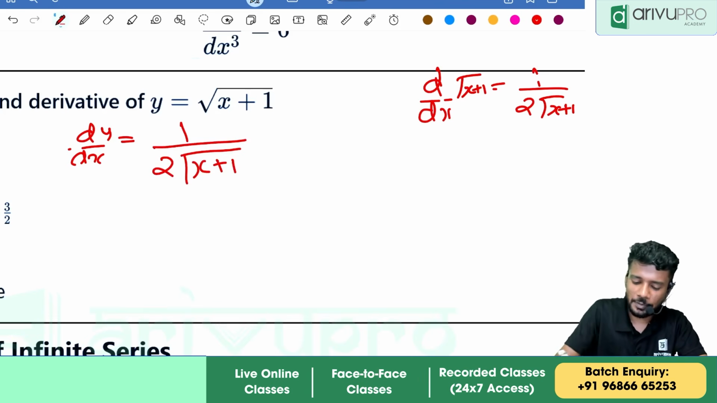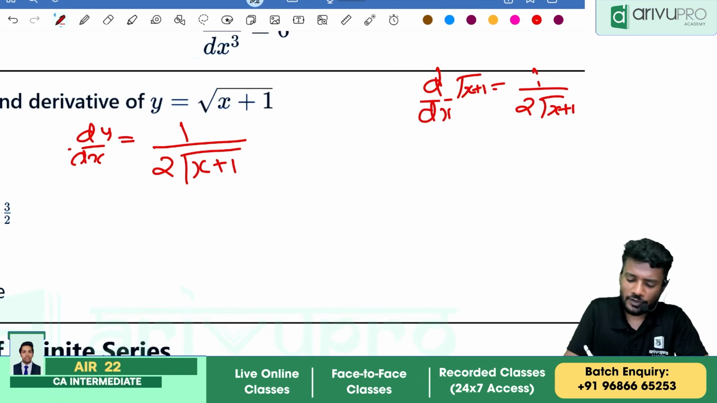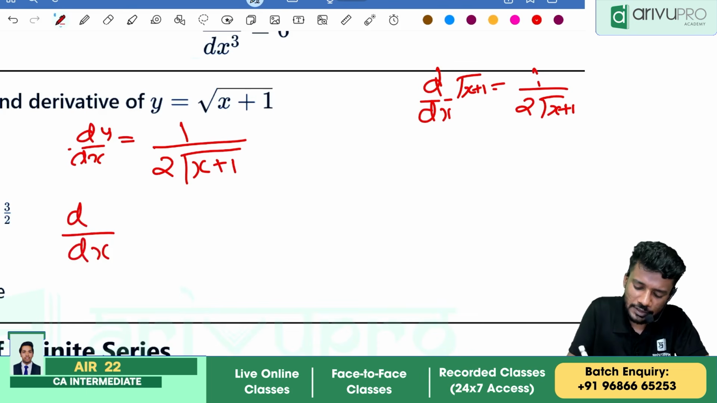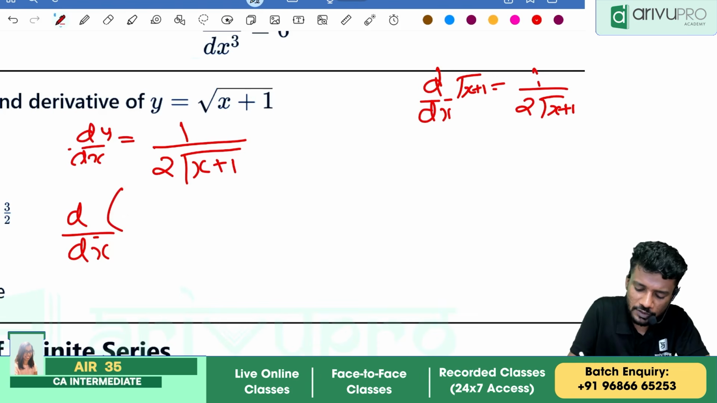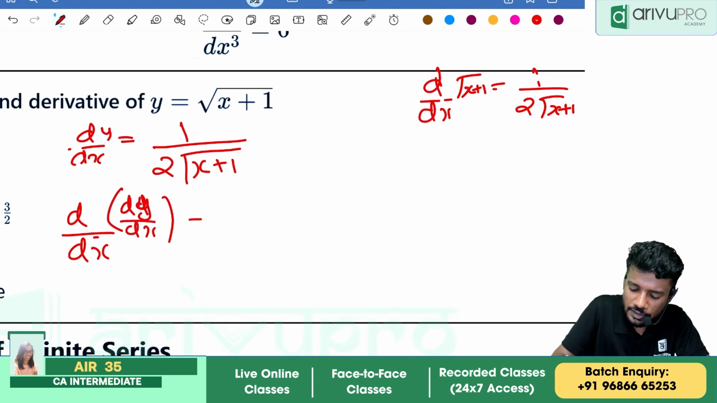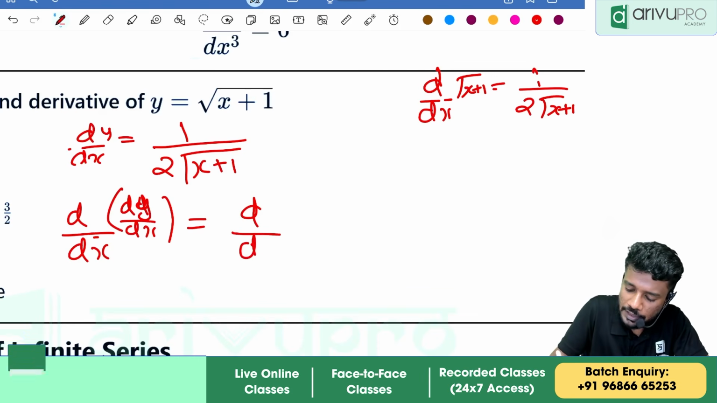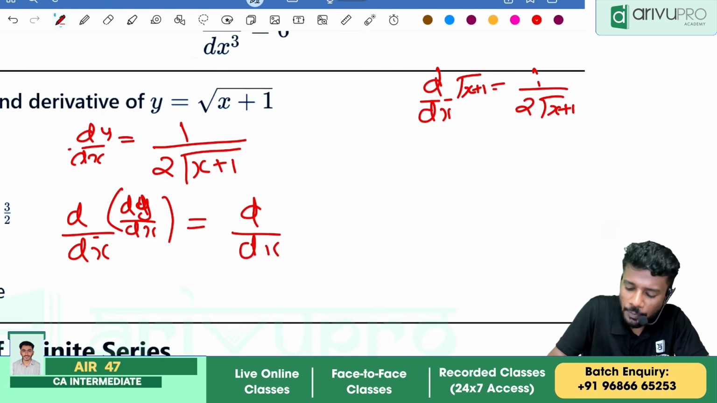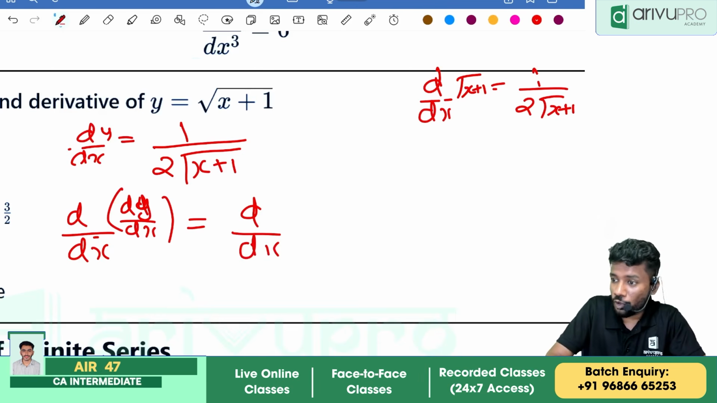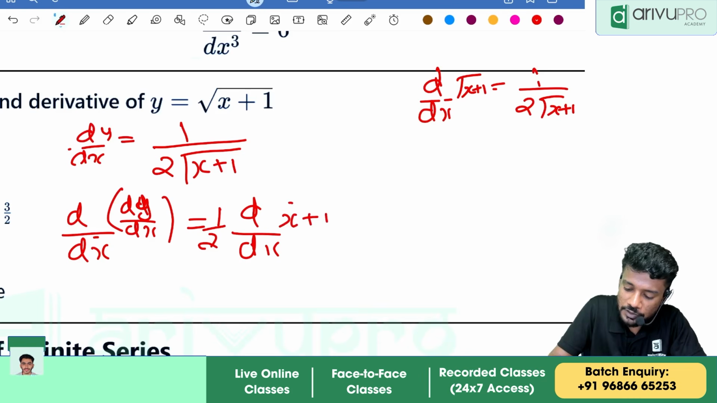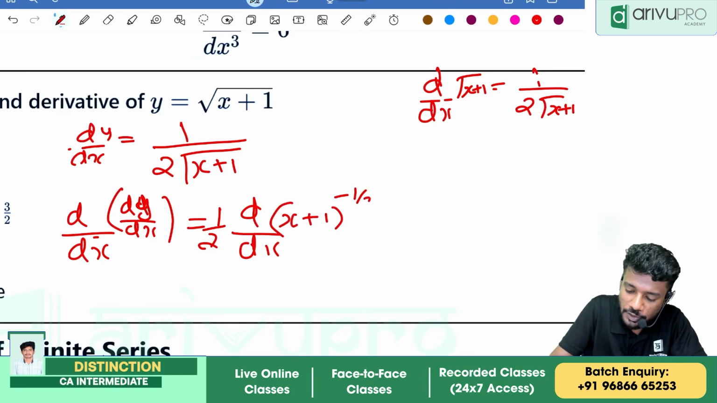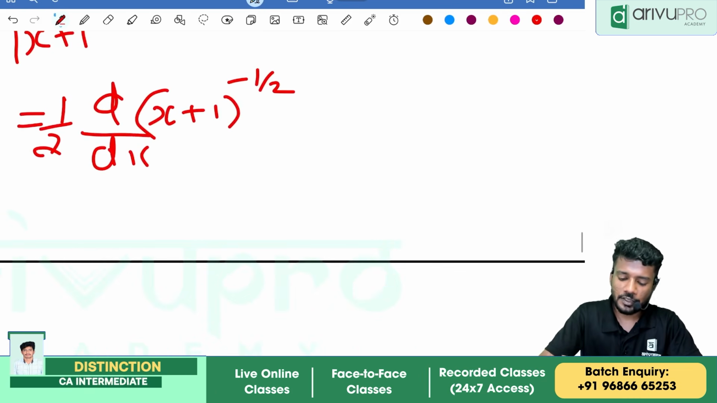Then what is the next step? Now we need to find the second derivative. That is d square y by dx square, or we will write it as the derivative of the first derivative, which is d by dx of dy by dx. That is nothing but d by dx of what? 1 by 2 root x can be rearranged in what way? 1 by 2, I am writing outside. Can I write it as x plus 1 the whole raised to minus 1 by 2? Yes, get me the answer.